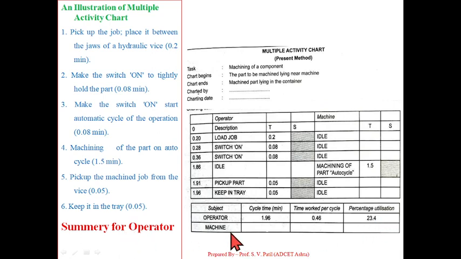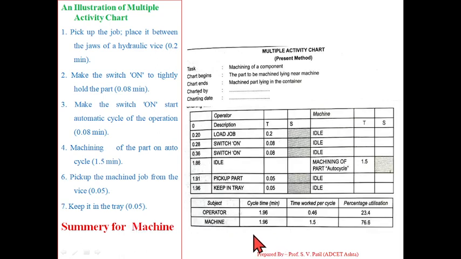Similarly, we are supposed to prepare the summary for the machine. It will appear like this. The total cycle time we know is 1.96. The time for which the machine is on, here it is 1.5, is written in this cell. Percentage utilization, that is 1.5 divided by 1.96 into 100, will become 76.6.